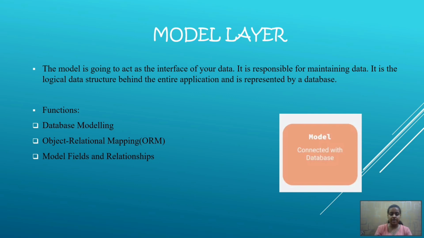Its functions are database modeling. The model layer in Django is responsible for defining the structure of the database. It allows you to create a database table as Python classes. Object Relational Mapping (ORM). The Django ORM provides an abstraction layer that allows you to interact with the database using Python code instead of writing raw SQL queries. Model fields and relationships. This can have various field types like character field, integer field, and foreign key to define the data structure. Relationships like one-to-many and many-to-many can be established between models.